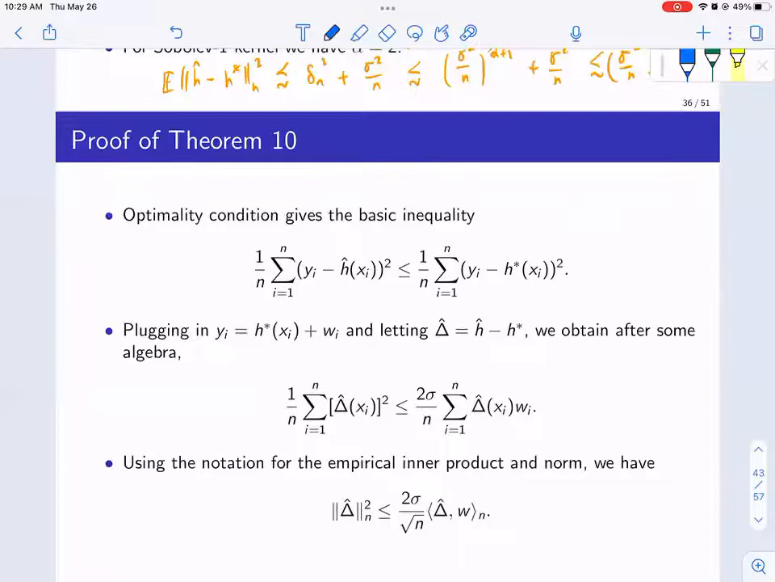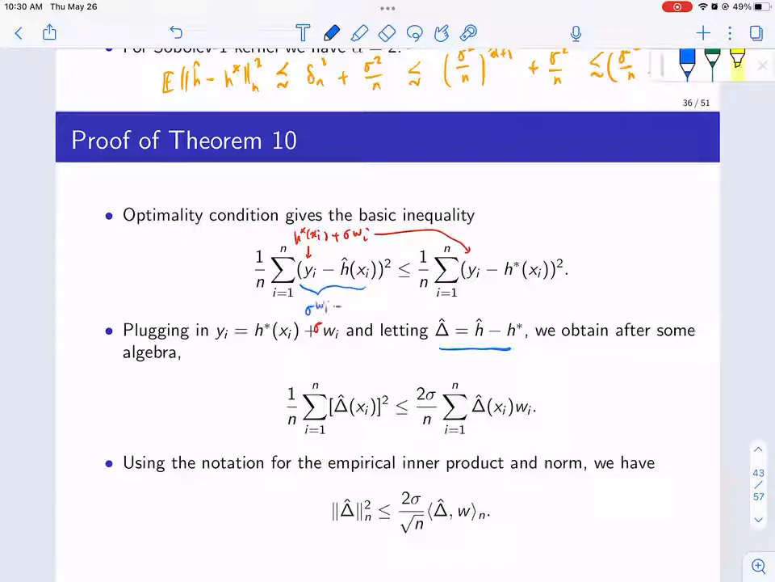So the optimality condition gives you this basic inequality, right? The h hat is the optimal solution, h star is the feasible solution. And I'm going to plug in the yi, right? So yi is h star xi plus, there should be a sigma here, missing, sigma wi. And the same goes here, right? What I would get is, and then define this delta, the difference between h hat and h star. Delta hat is that.